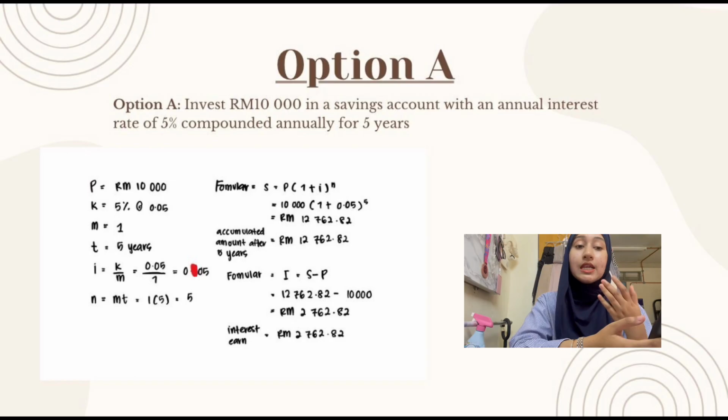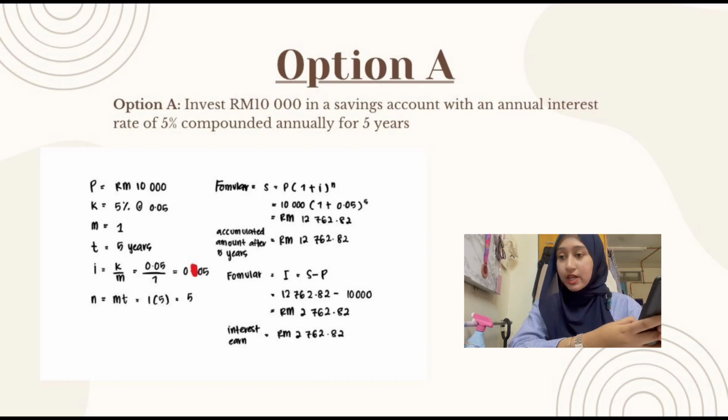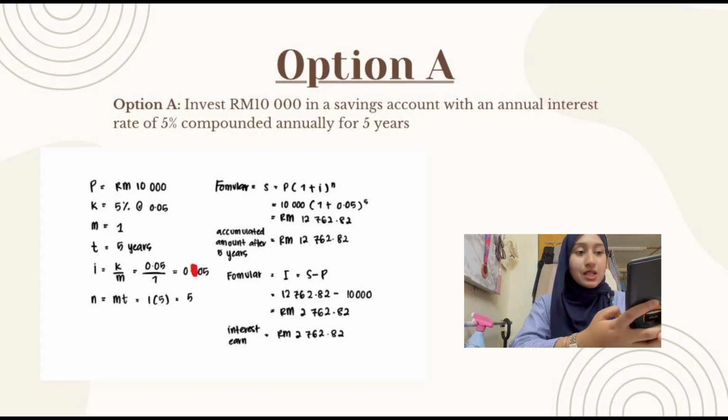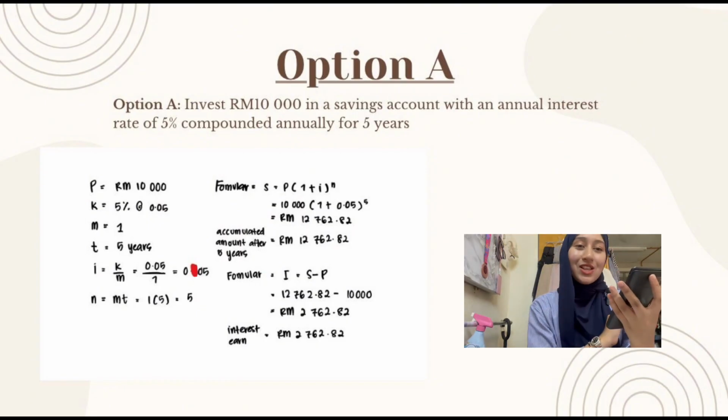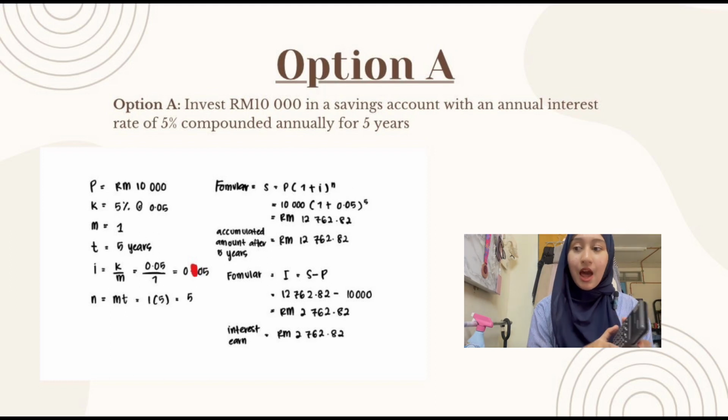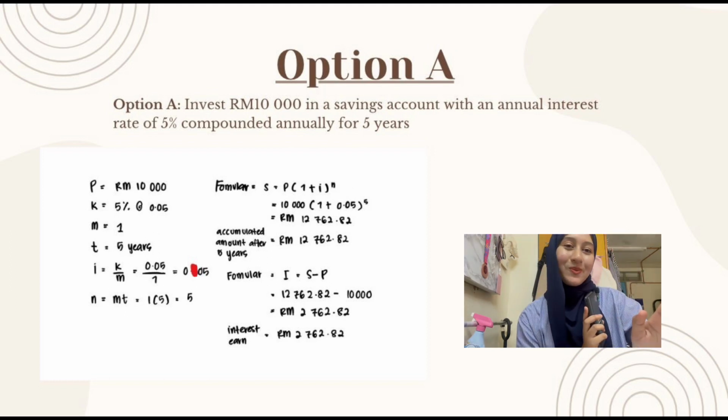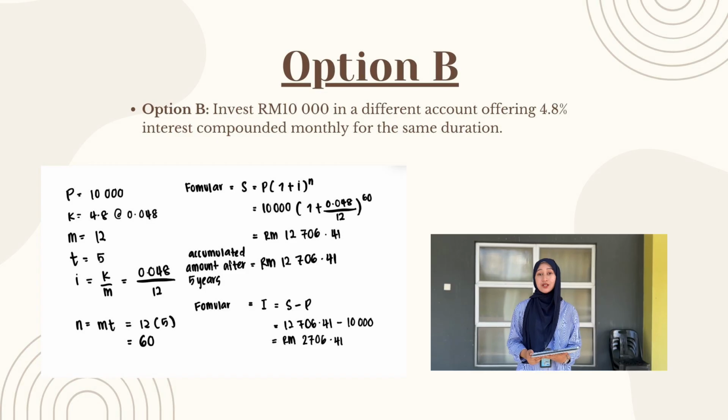Next, we need to find out how much interest we earned after 5 years. The formula is I equals S minus P. Just now we found S, which is 12,762.82 ringgit, and you minus your P, your old principal, which is 10,000 ringgit. Your answer will be 2,762.82 ringgit. So that will be your interest earned after 5 years. Alright, that's all for me. Thank you. Moving on to the next question, which is option B.